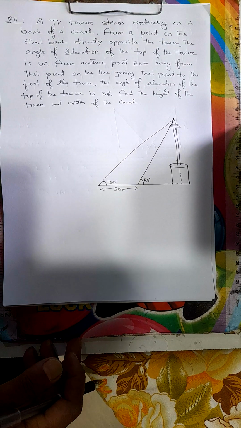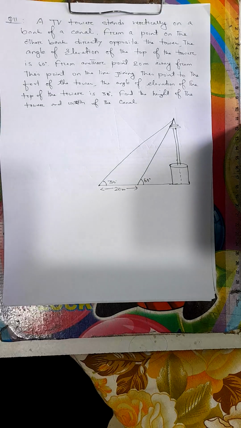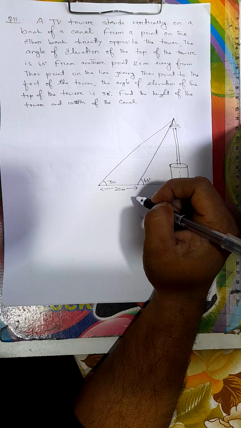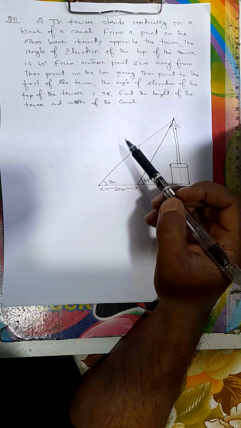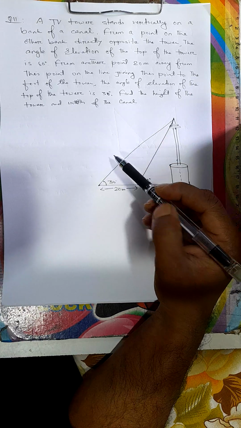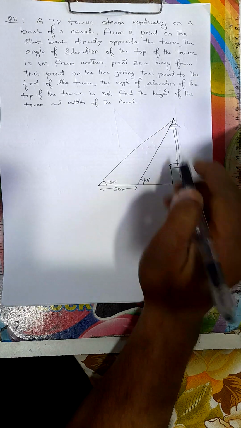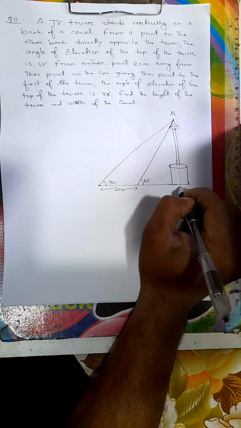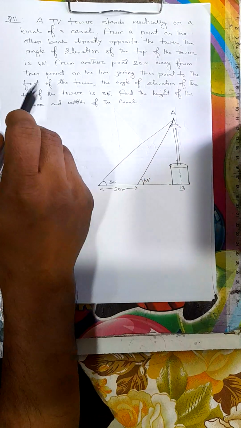Let's come to the next question. This is question number 11 of CBSE lesson 9, class 10. A TV tower stands vertically on the bank of a canal. This is the TV tower. Say it is AB. The picture is also given.